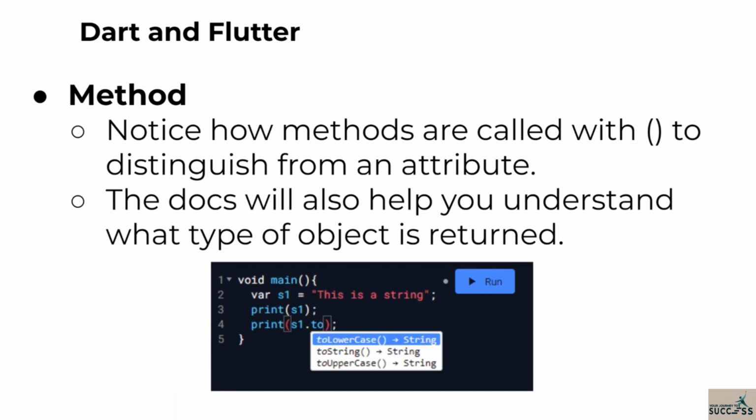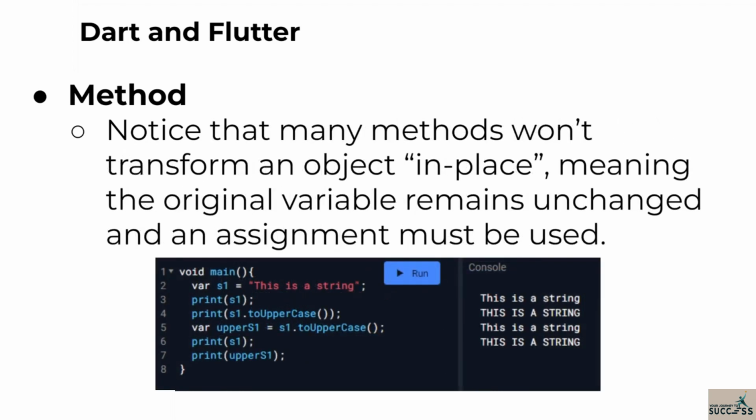Now I should point out that documentation will also help you understand what type of object is returned. You can see here, all three of these methods end up returning a string. Notice that many methods won't actually transform an object in place, meaning the original variable remains unchanged and an assignment must be used. So the method will sometimes not transform the original object, but transform and return a new one, so it's up to you to reassign it. This will make more sense when we actually code it out.